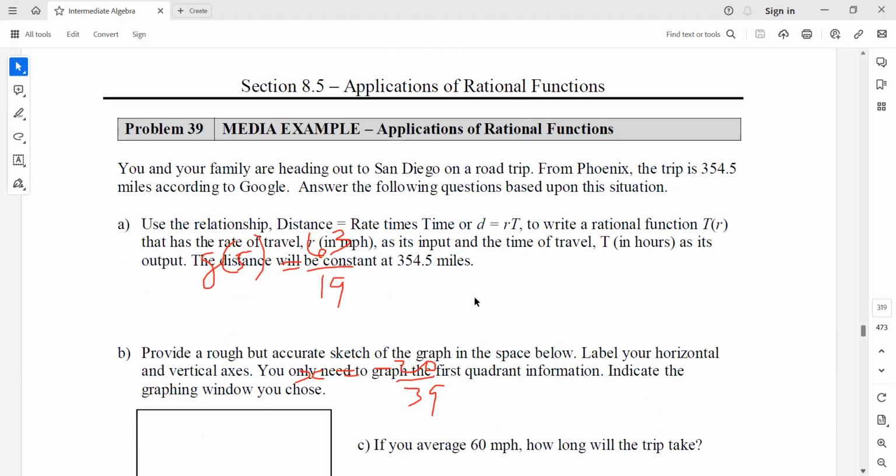Now, here we have an application problem. You and your family are heading out to San Diego on a road trip. From Phoenix, the trip is 354.5 miles according to Google. Answer the following questions based upon the situation. Now it says using the relationship distance equals rate times time.